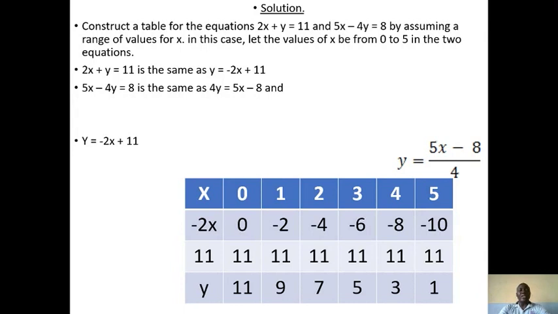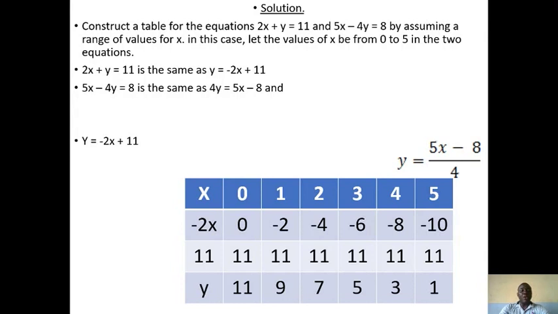So my equation 1, 2x plus y equals 11, becomes y equals minus 2x plus 11. Then the second equation is 5x minus 4y equals 8. The next thing you need to do is make y the subject of the formula.